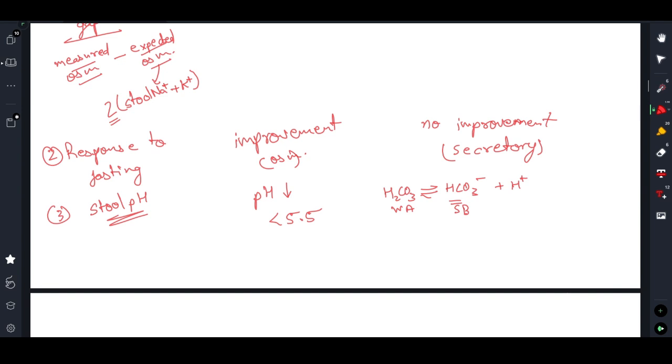Now, if a strong base is entering your stool, what will happen to the stool pH? Obviously, the stool pH will go up, right? So it exceeds 6.0. If the stool pH is more than 6.0, you can say that it is secretory diarrhea. If it is going less than 5.5, you will say that it is osmotic diarrhea. So these were the main three parameters based on which we were differentiating osmotic diarrhea and secretory diarrhea, right?